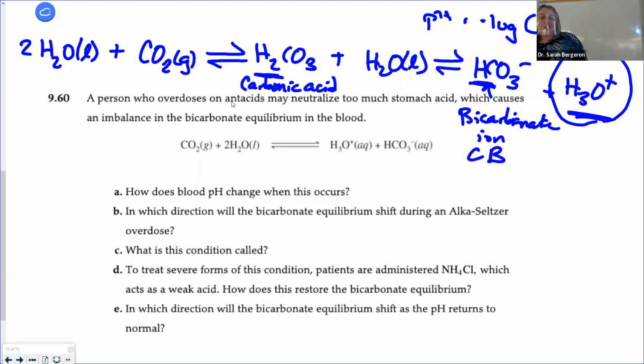So if you have a patient who comes in, and let's say this patient takes a whole lot of antacids. People take antacids to neutralize stomach acid, right? So antacids are basically bases to neutralize stomach acid. That gives you indigestion, right? So if you take too much, it will go to your bloodstream and you will have problems. So how does blood pH change when you take too many antacids? Antacids, we said, act as a base.